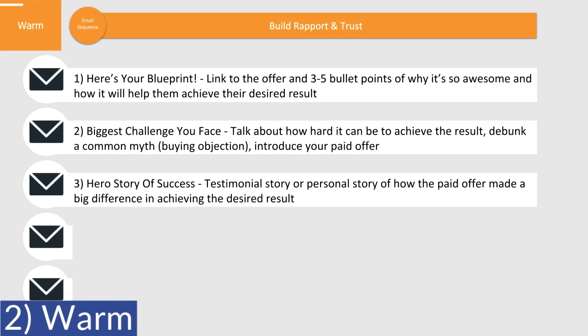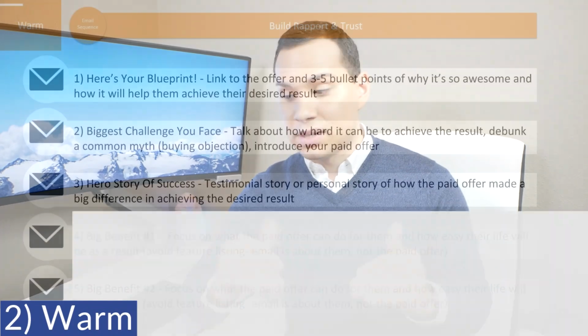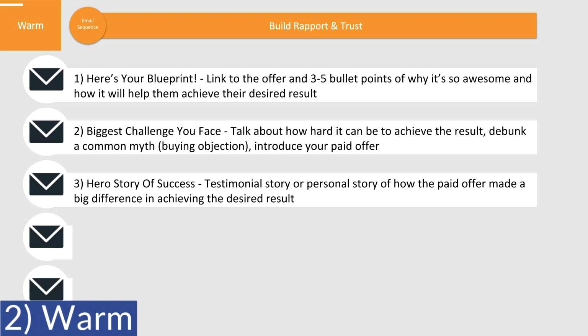Now, the next email here, number 3, is the hero story of success. And this should just be a testimonial story or personal story of how someone in a similar situation achieved one of the results that they're looking for. Now with these two emails, this is where you can actually introduce your paid offer, and you'll introduce your paid offer in the PS. So in email number 2, you could say, PS, I have something that I think would help blast through this roadblock even faster. In number 3, you can say, PS, if you want to achieve this result or you want to enjoy the same benefits, then go ahead and check out this link.